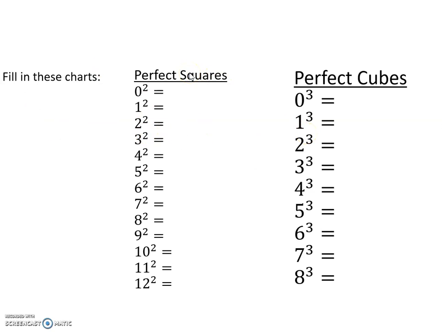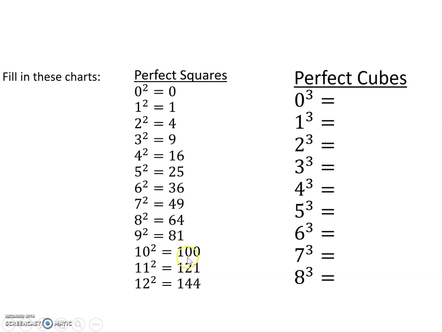So perfect squares. Any number that's squared, the result is what we call a perfect square. For example, 0 squared is 0 times 0, which is 0. 1 squared, 1 times 1 is 1. 2 squared is 4. 3 squared, 9. 4 squared, 16. 5 squared, 25. 6 squared is 36. 6 times 6, 7 times 7, 8 times 8, 9 times 9. These are all examples of what we call perfect squares.